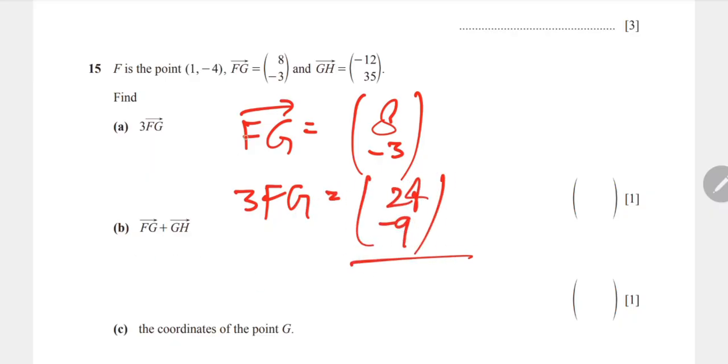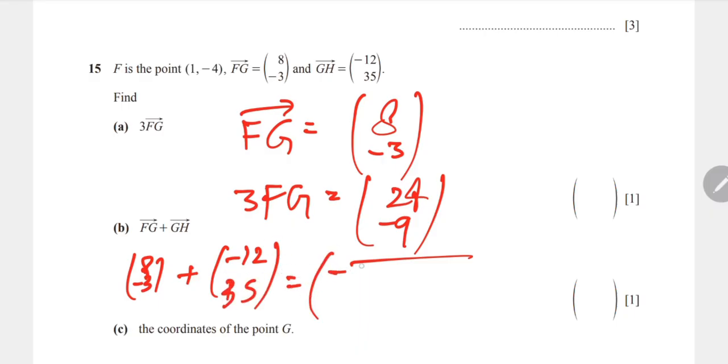FG plus GH. FG is 8 and minus 3, so just use the method: 8, minus 3, plus minus 12 and 35. When you add these numbers, 8 minus 12 is minus 4, and 35 minus 3 is 32. So the result will be minus 4 and 32. This is done. Okay.